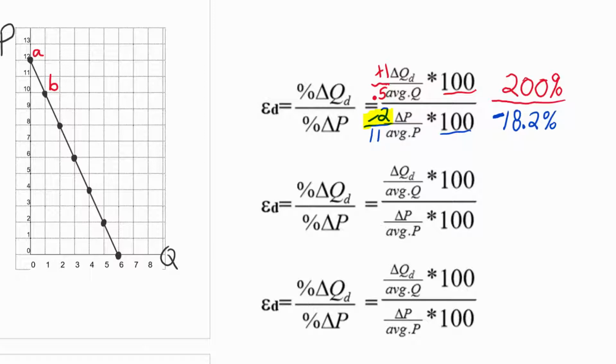So this is going to give us a very large elasticity. We can see that even before we calculate it, that the top is bigger than the bottom. So this is going to be an elasticity whose absolute value is larger than 1, so we're going to call it elastic. So what do you get when you take 200 divided by a negative 18.2? We get an elasticity of about minus 11. So equals minus 11.